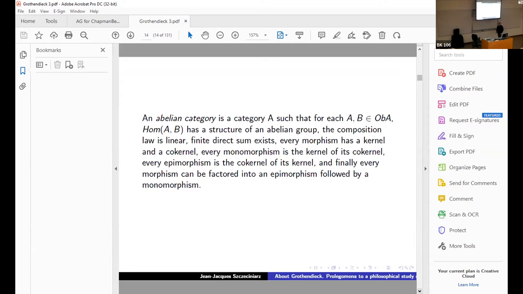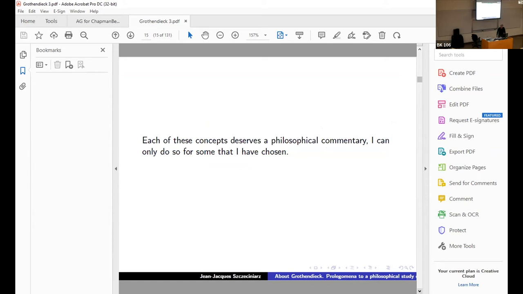An abelian category is a category A such that for each A, B in A, Hom(A, B) has the structure of an abelian group. The composition law is linear, and finite direct sums exist. Every morphism has a kernel and a cokernel. Every monomorphism is the kernel of its cokernel. Every epimorphism is the cokernel of its kernel. And finally, every morphism can be factored into an epimorphism followed by a monomorphism. Each of these concepts deserves a philosophical commentary. I can only do so for some that I have chosen, because it is too long to cover all.